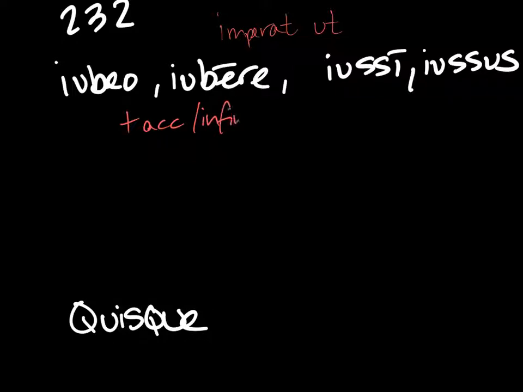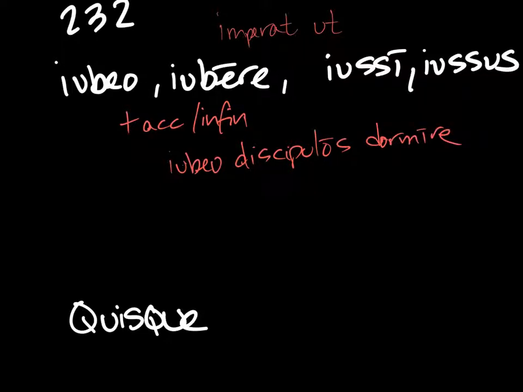So you could say iubeo discipulos dormire. So we've got our main verb of ordering. I order the students, in the accusative, to sleep. So iubeo, you order the accusative to do the infinitive. That's just another way of telling somebody to do something.